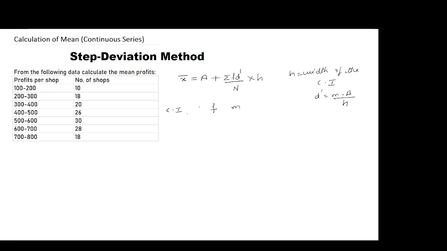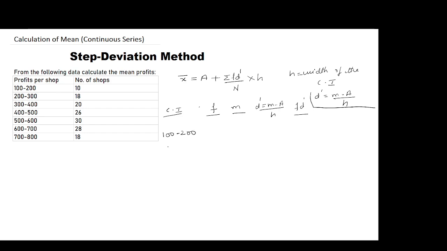Now after writing class interval, frequency, then we have to find the midpoint of class interval. We already know how to do it. Then we need d dash. D dash is equal to m minus a divided by h. Then we need f into d dash. So these are the things which we require. Now first let us write the class interval as it is.